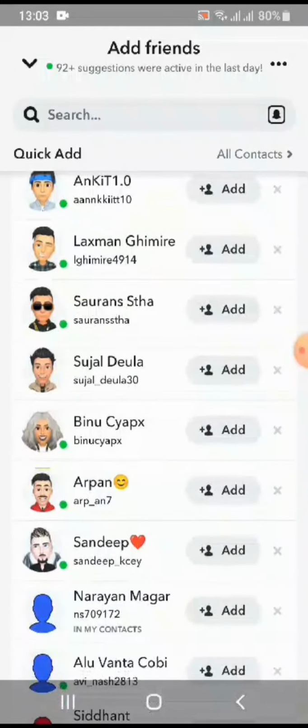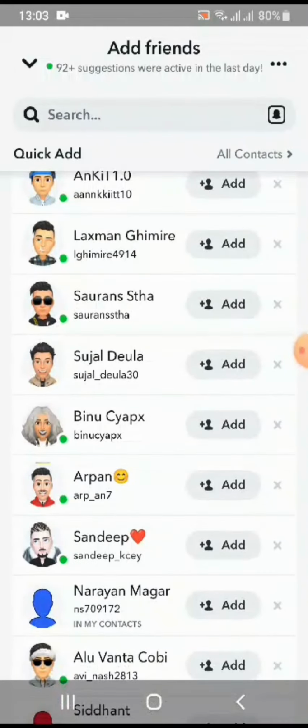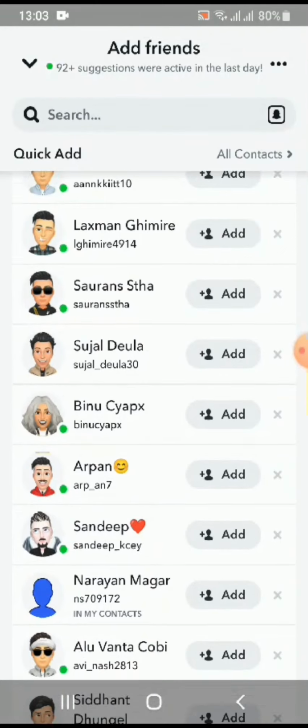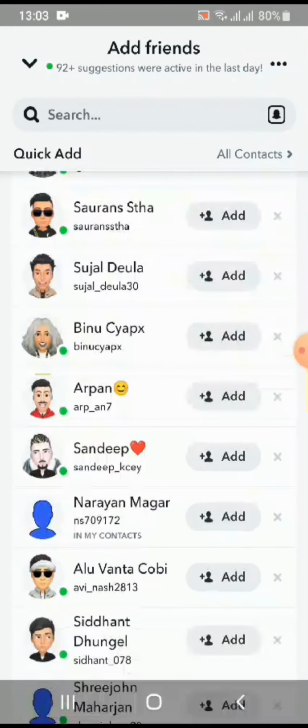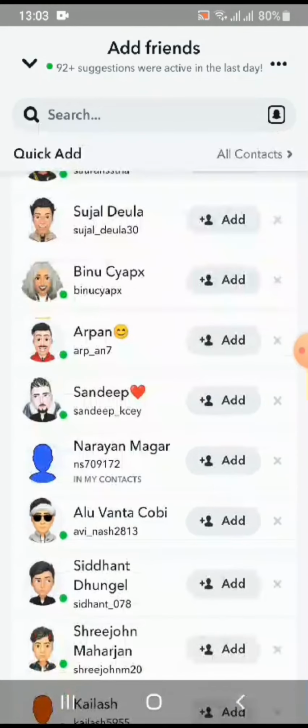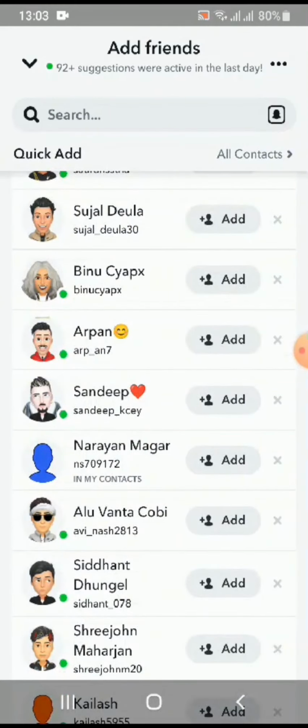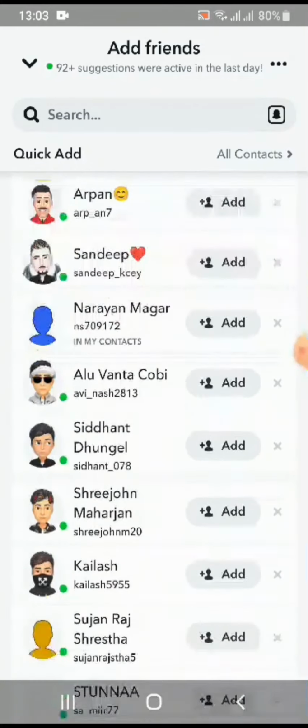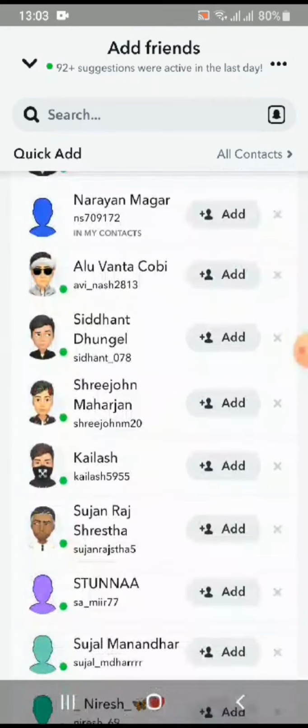But if you'd like to add friends, you can just unfriend the previous friends that you have added on Snapchat and add new friends again and again. But per day you can only add 130 friends. So the reason is Snapchat limitation.